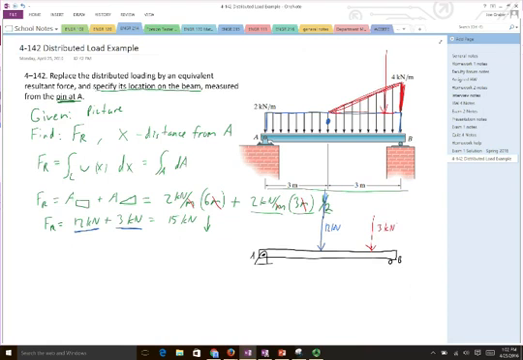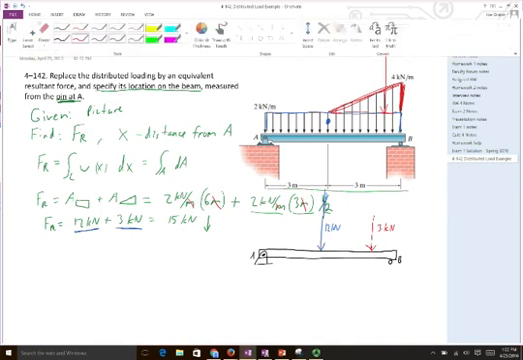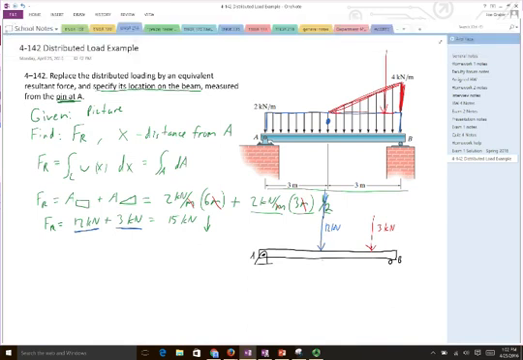Okay, now we need some dimensions. Well, we know that this one is 3 meters away, right in the center. And then this one is going to be 1 meter from B, because it's 1/3 of 3, which means it's going to be 2 meters from the other force. And there we go. Now we can figure out what our moment about A is.